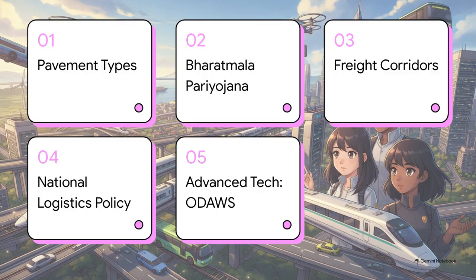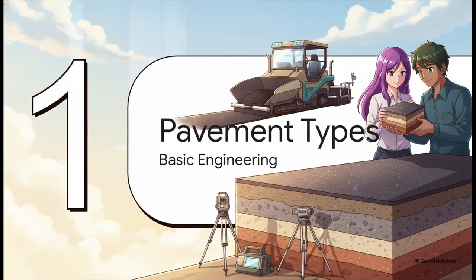So here's our game plan. First, basic engineering, specifically pavement types. Then we'll zoom out to macro projects with the Bharatmala Pariyojana. Third, railway logistics and freight corridors. Fourth, we'll hit the national logistics policy. And finally, advanced tech, focusing on ODAS. Let's get to it. Section 1.